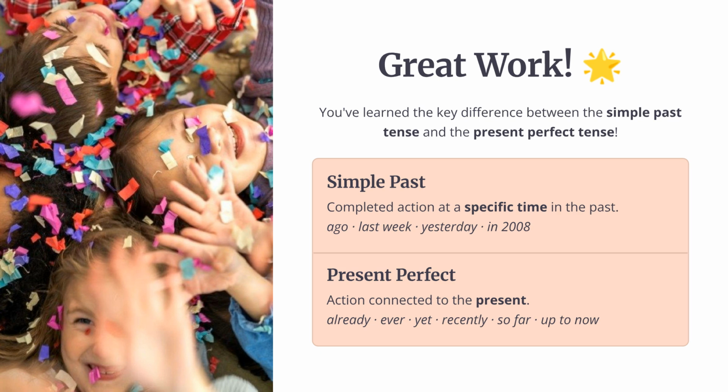Great work, everyone! You've learned the key difference between the simple past tense and the present perfect tense. To review, use the simple past for a completed action at a specific time in the past, with words like ago, last week, yesterday, and in 2008. Use the present perfect for an action connected to the present, with words like already, ever, yet, recently, so far, and up to now. Fantastic job today!